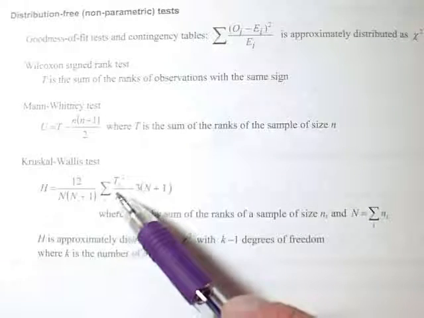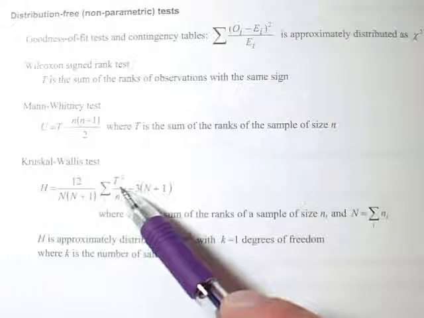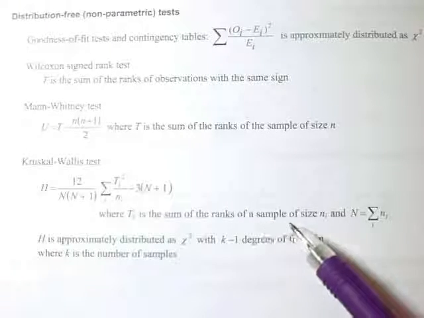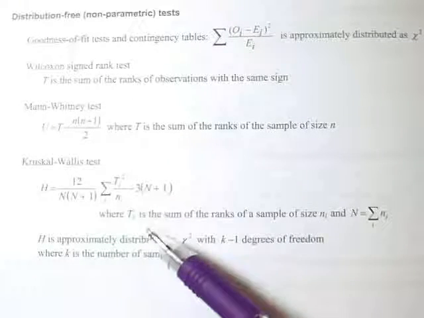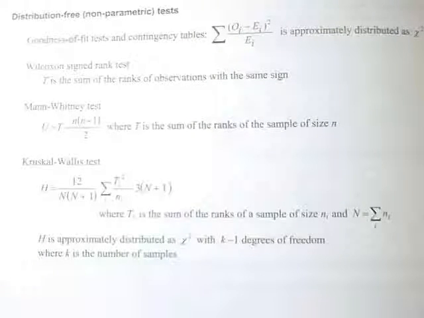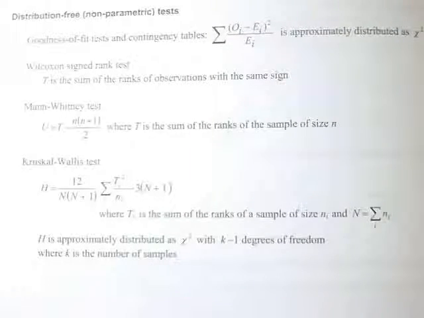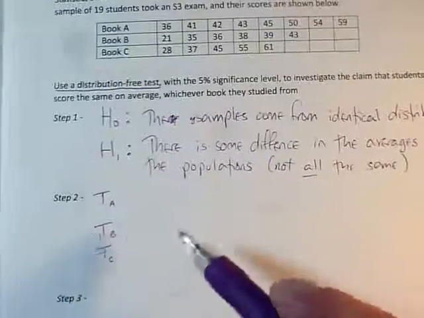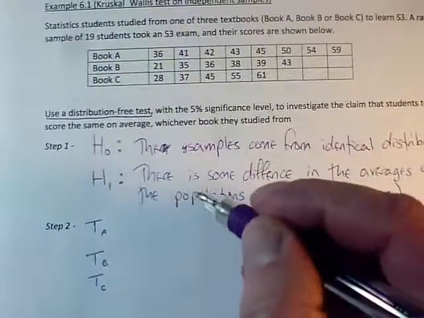So we need to work that out, and the things that we need to put into this are the values of Ti, where Ti is the sum of the ranks of a sample, and ni. So I need the total of the ranks and the size of those samples for which I've worked out those totals, and then I need to put them into this formula. So let's go back and do that. I'm going to need the total of the ranks for A, for B, and for C. Well, I haven't even done the ranking yet, so let's do that now.